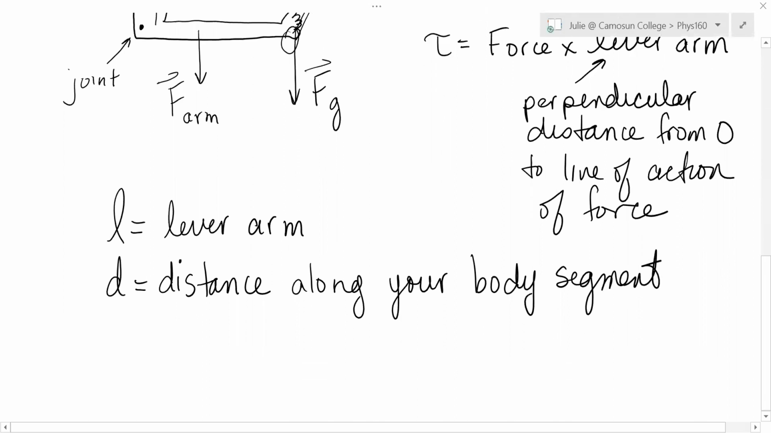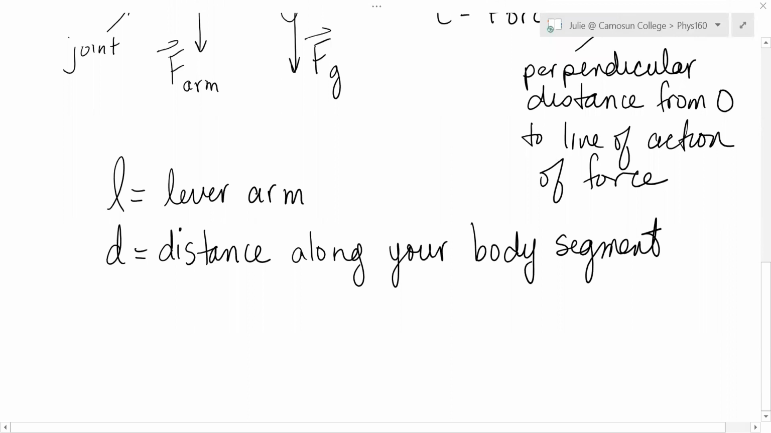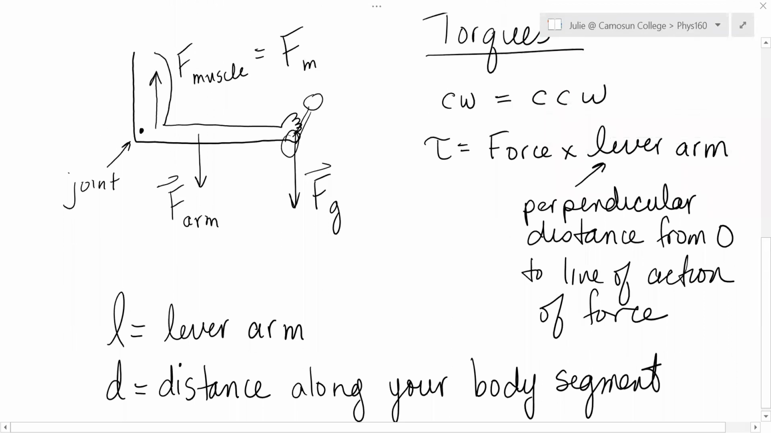Okay, and remember, they're related by a triangle, or sometimes they're equal to each other. It depends how the forces are acting. Like in this case above, the distance along your body does equal the lever arm because your arm is horizontal. Okay, so let's do the torques.